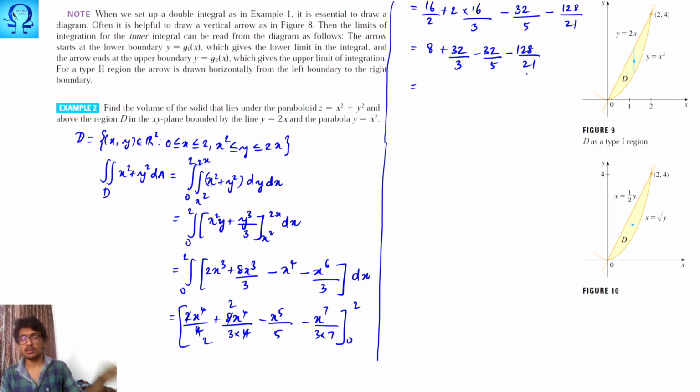So when we take the LCM, with 7, 3 and 5, it is going to be 105. So we will have to multiply 105 plus 32 into 21. Is it 21? No, 35. Yes, it is 35. Minus 32 times 7 into 3, 21, minus 128 into 5. So this is what we have to do.